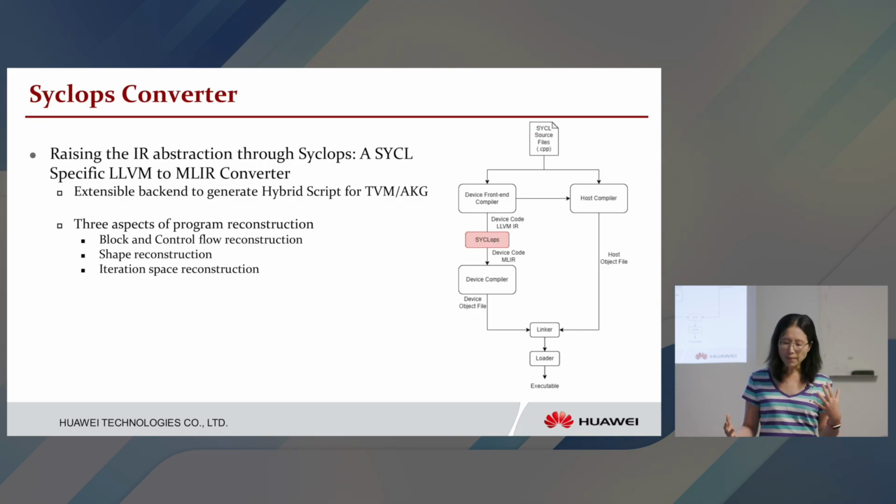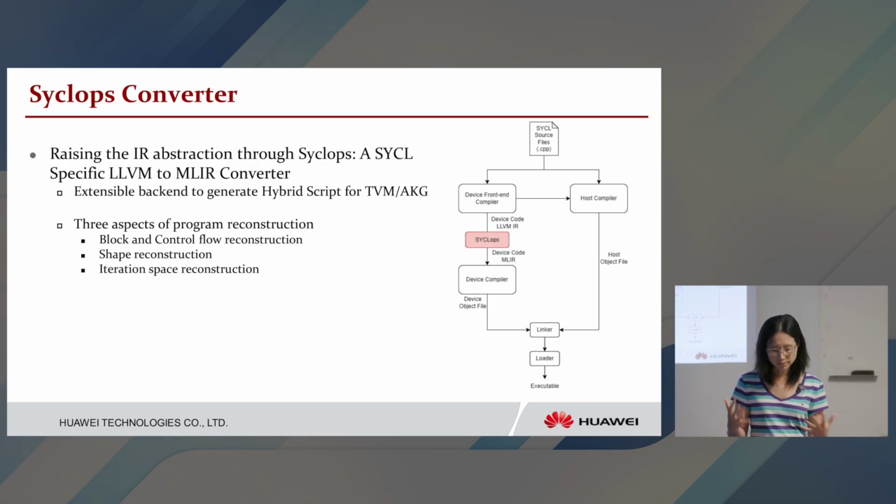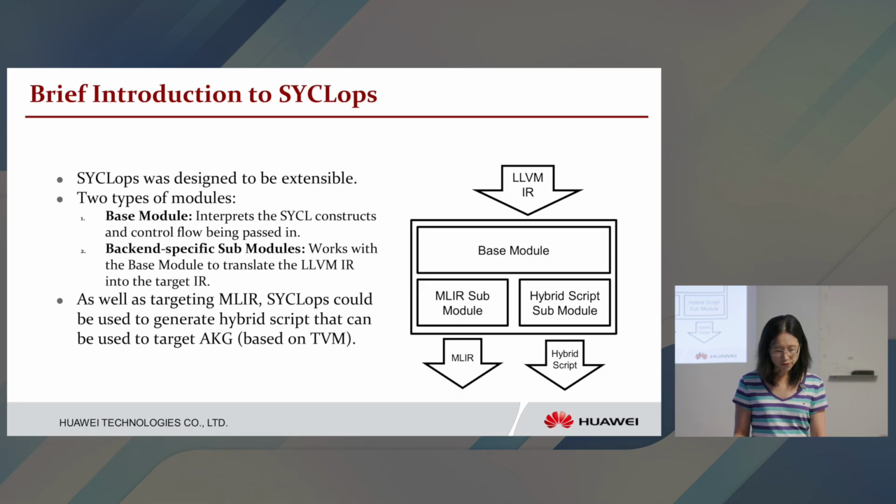There are some aspects of the converter that I want to highlight today, mainly its ability to recover the program after it has been in the very low level LLVM IR. I will speak on the block and control flow reconstruction, the shape of the Syclops buffer, how you know what shape that is, and the iteration space. Should we want to apply parallelization, we need to know the iteration space. So these three aspects I'll talk about. Okay, let me move quickly.